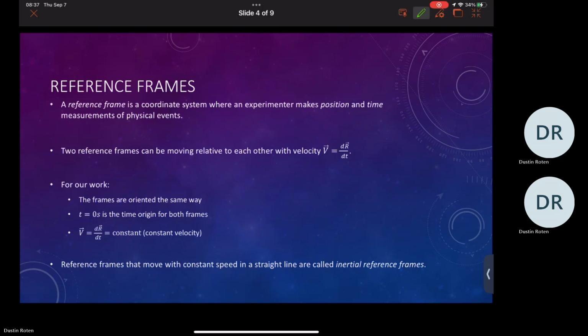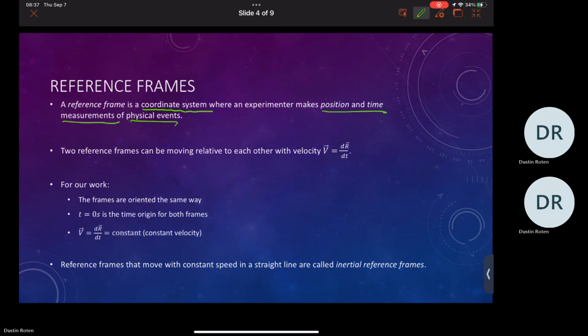All right, so let's formalize this definition of reference frame real quick. Essentially a reference frame is just a coordinate system where an experimenter makes position and time measurements of just whatever's going on. It could be anything. But basically, it's just how you're setting up your grid, and that is a reference frame.